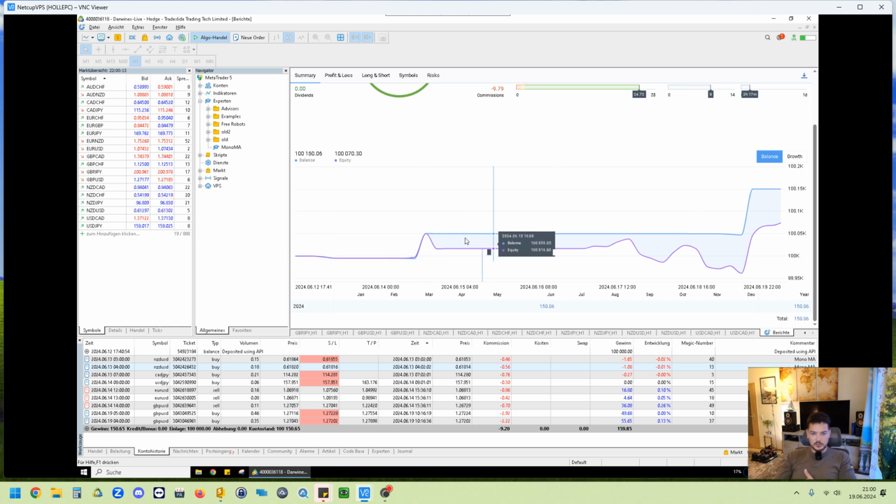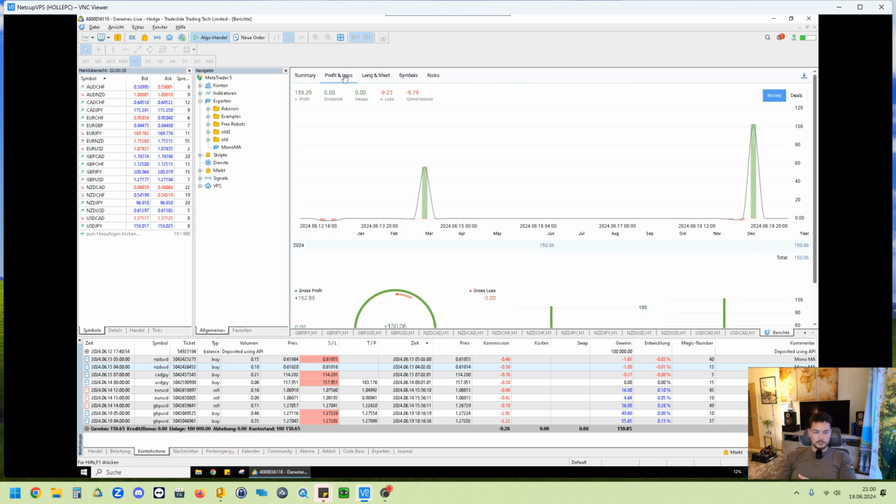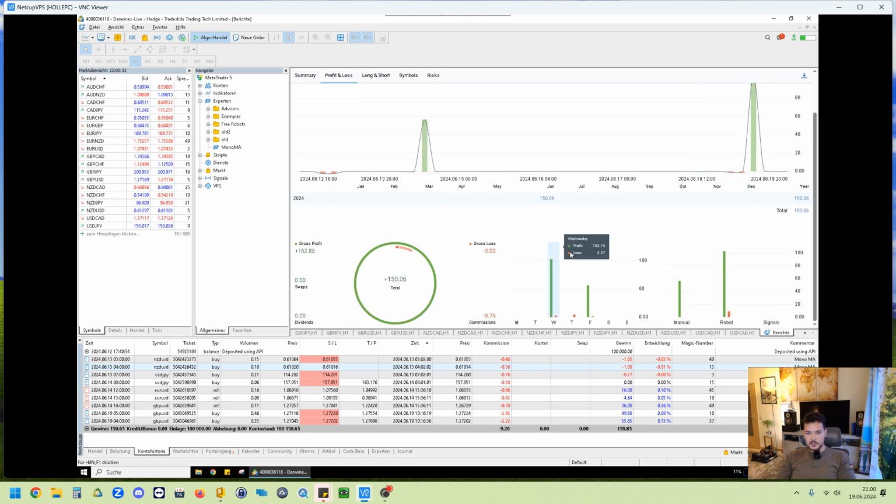Yeah, equity curve and the balance. You see, it holds trades for some days. That's fine. Profits and loss. Yeah, so this was the first one, which I needed to close manually. No, the manual closes were those. Yeah, so two wins. Let me see what else.